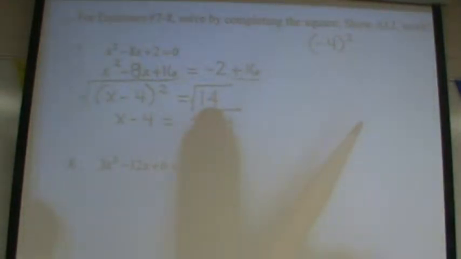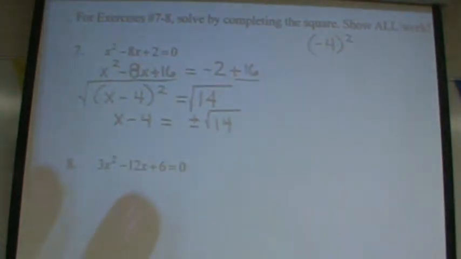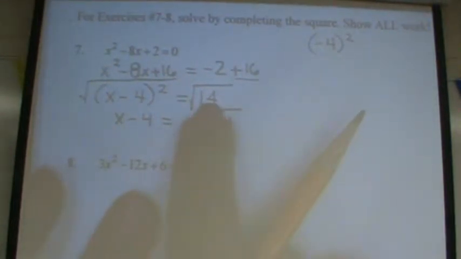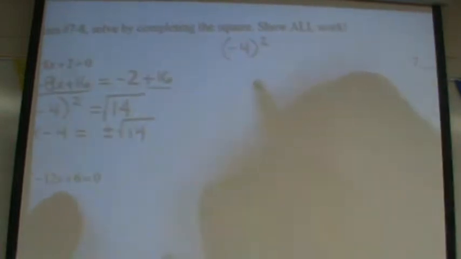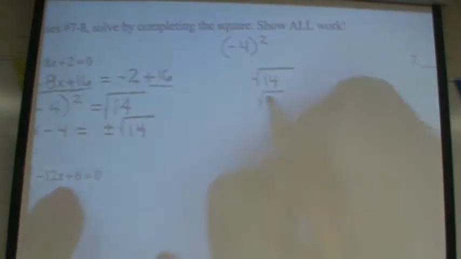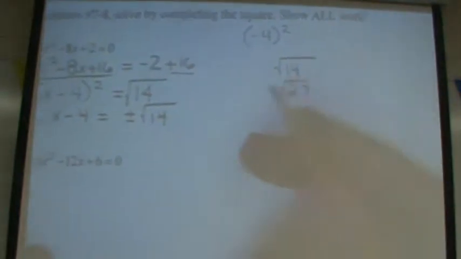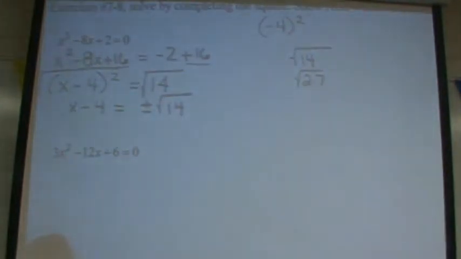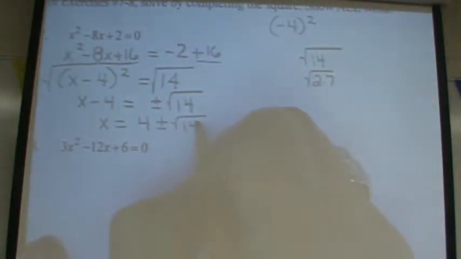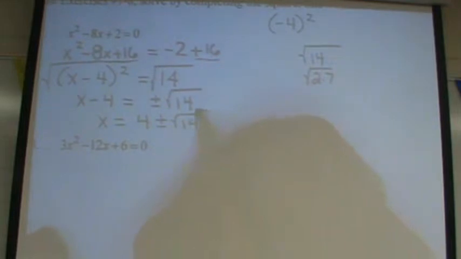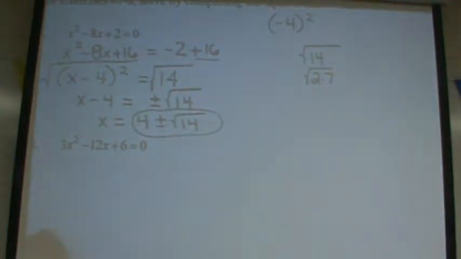Now if this was simplifiable, you should simplify it. Like for example, if that were a 12, you could take a 2 out, but 14 is 2 times 7, so there's nothing common to pull out, but if there was, you're responsible for being able to do that. And now you're going to bring -4 over, which becomes a positive 4. This is an exact answer. That's your answer. Next one.